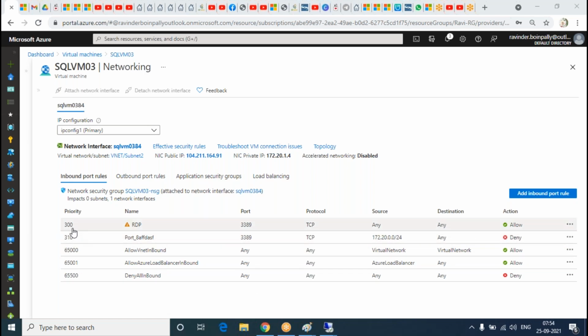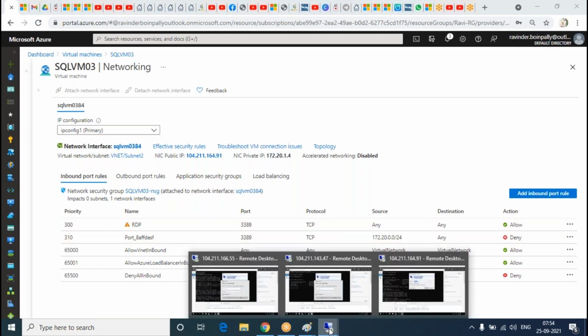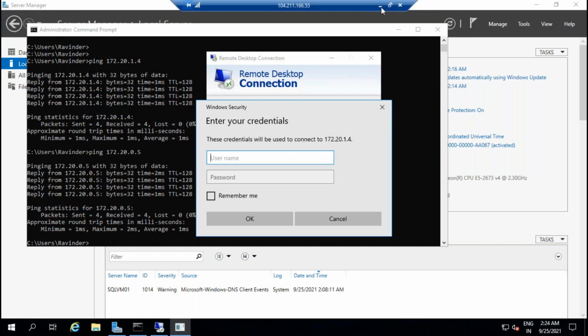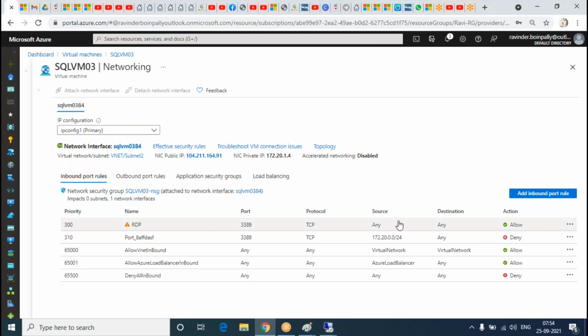But will it deny? That's the question. It won't deny, because there is a rule which is actually created with the priority 300, which is a lower priority number. The rules are validated from lower priority number to higher. The first rule is allowing everyone in the world, it doesn't matter whoever you are. The source can be anything. It will communicate on the RDP port. If I go and see, it will still communicate, though there is a rule which is supposed to block the communication, but that's not blocking it. Why? Because there is a rule at the lower priority number which is allowing everyone. So the priority makes a very big difference here.